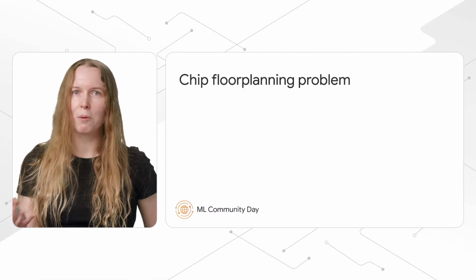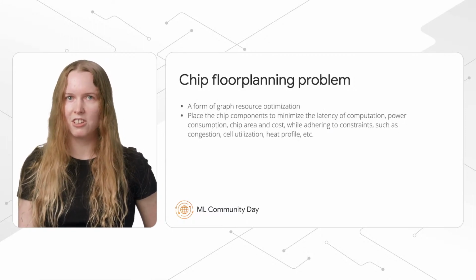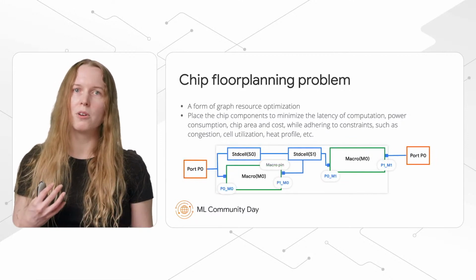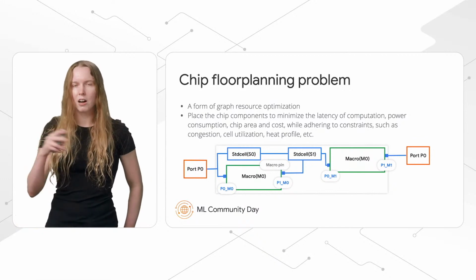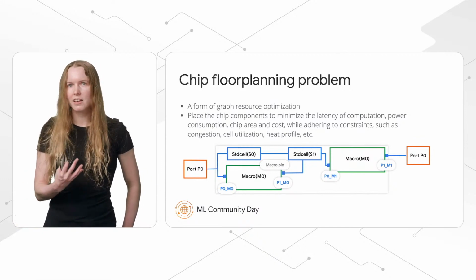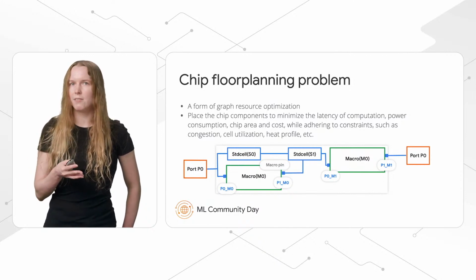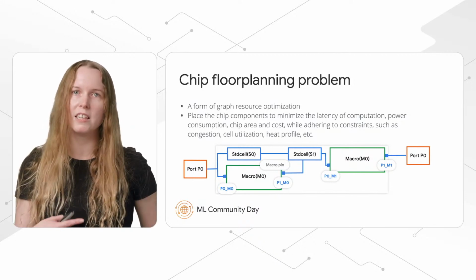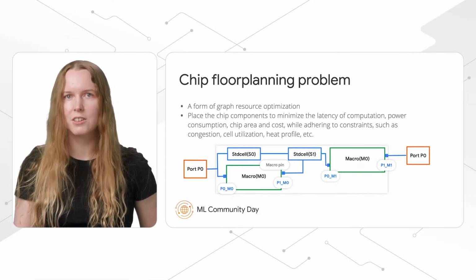So what is the chip floor planning problem? At a high level, it's just a form of graph resource optimization. So we take as input a graph of chip components, memory components like macros, and logic gates like NAND and NOR, all of which are connected by wires. And the objective is to place this graph onto a 2D chip canvas such that we minimize various costs, like latency of computation with this circuit, power consumption, area, while adhering to hard constraints like routing congestion and cell utilization.